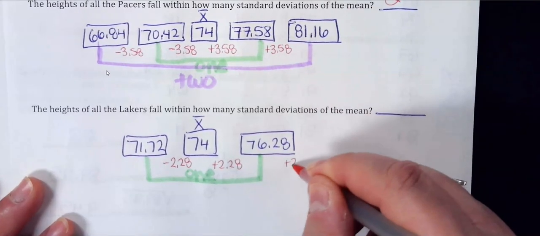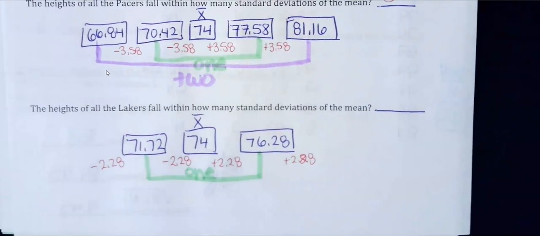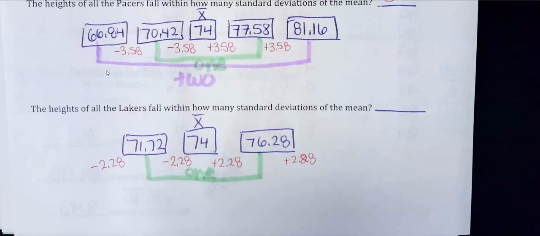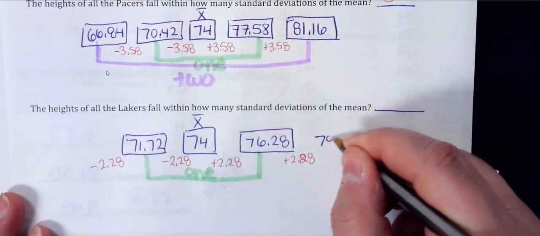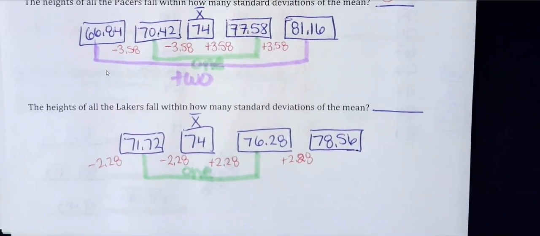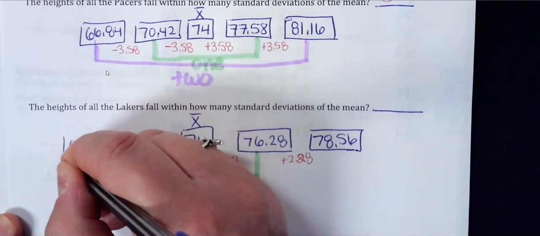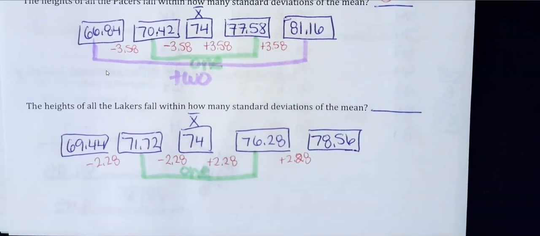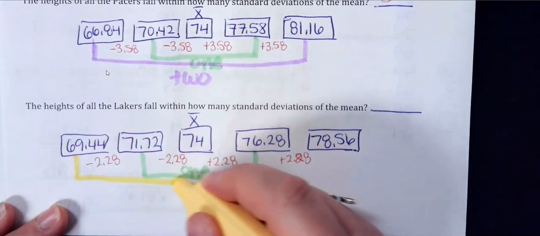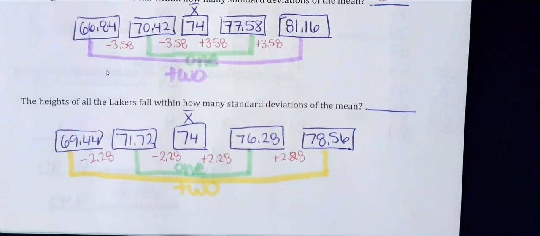To go one more, I'm going to add 2.28 on one end and subtract it on the other. On the upper end, that would take you to 78.56. On the lower end, 71.72 minus 2.28 would be 69.44. I know somebody was 79 inches; I remember writing that down. So we're not covered here. Here I'm within 2, but that doesn't cover everybody, so we have to go out again.